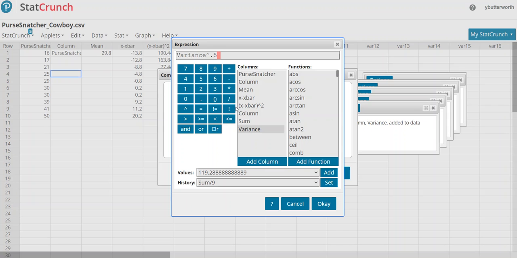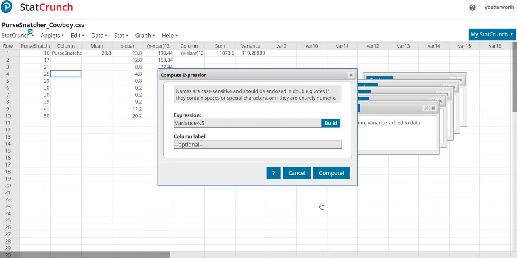The square root of the variance is the standard deviation, and the square root is represented by a power of 1/2. If you've never seen that in your math classes before, that is what we call a rational exponent, and rational exponents represent roots. So the rational exponent 1/2, or 0.5 as a decimal, represents a square root. So that's the expression I'm going to make this time, to take the square root of it.